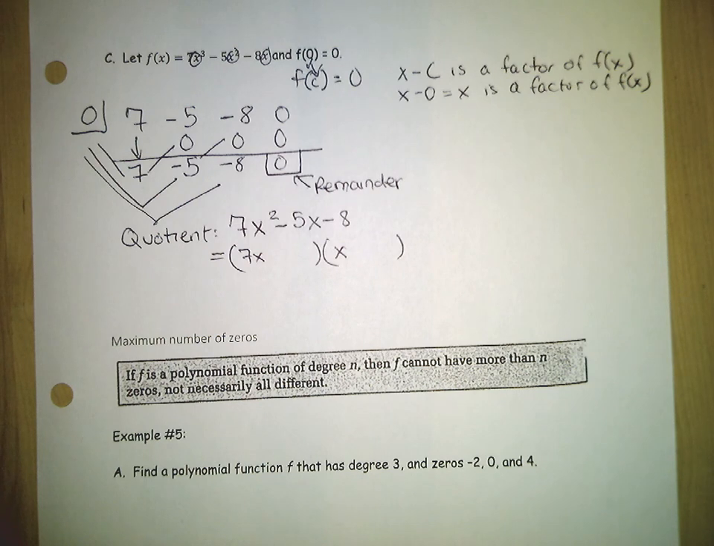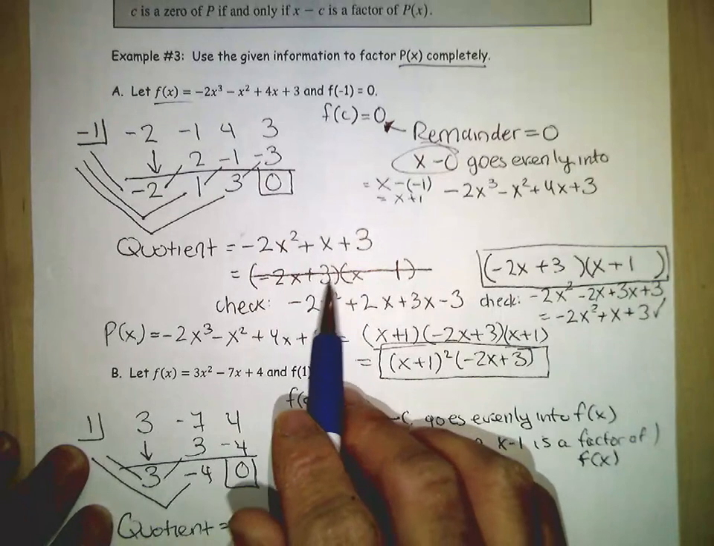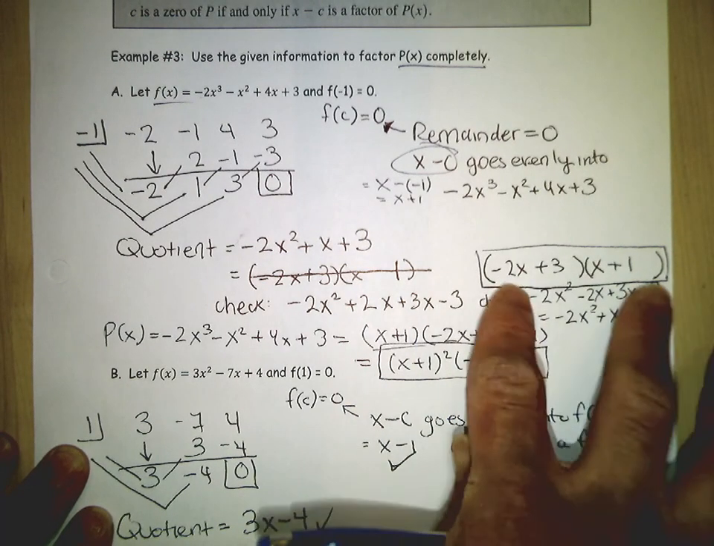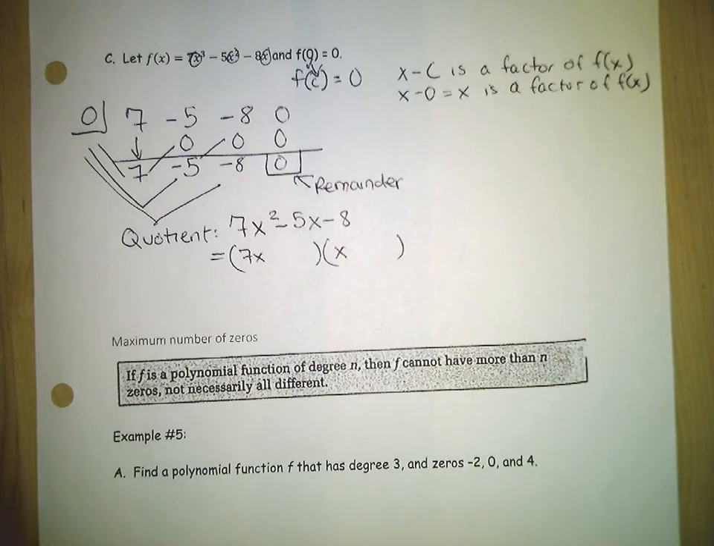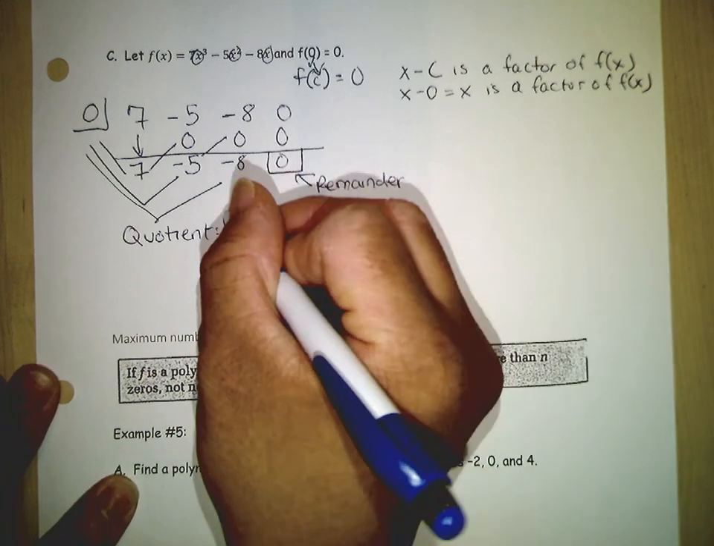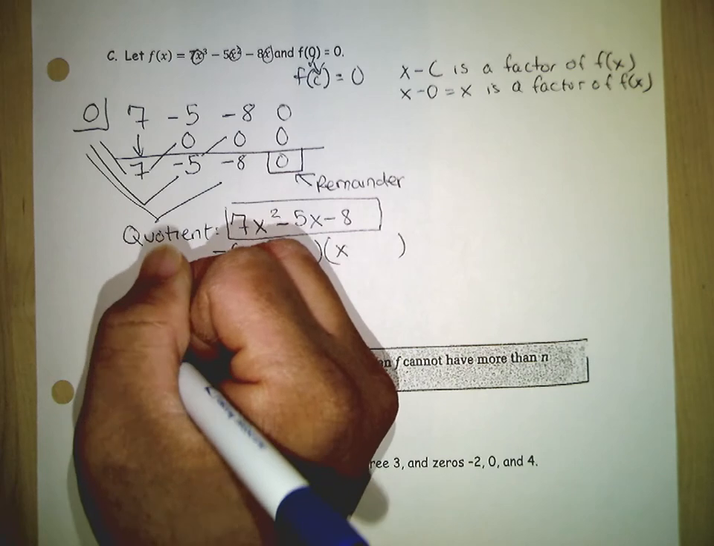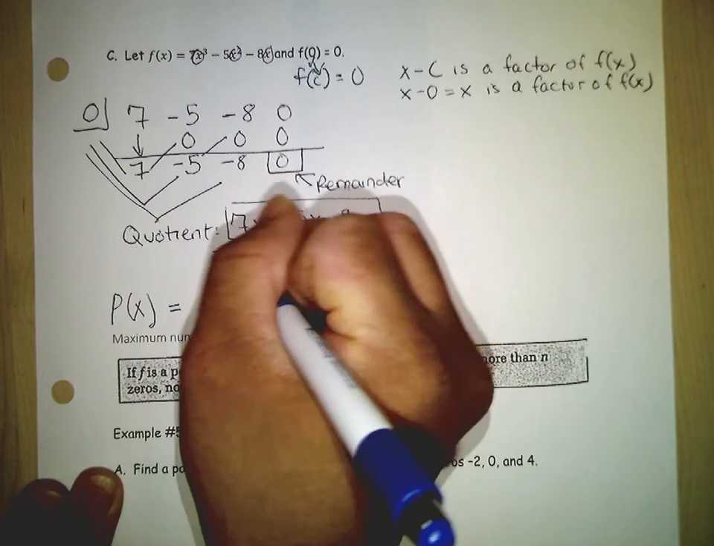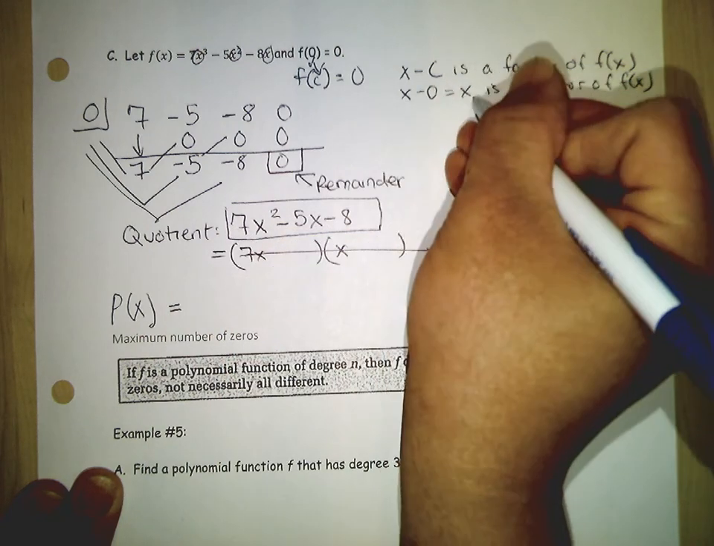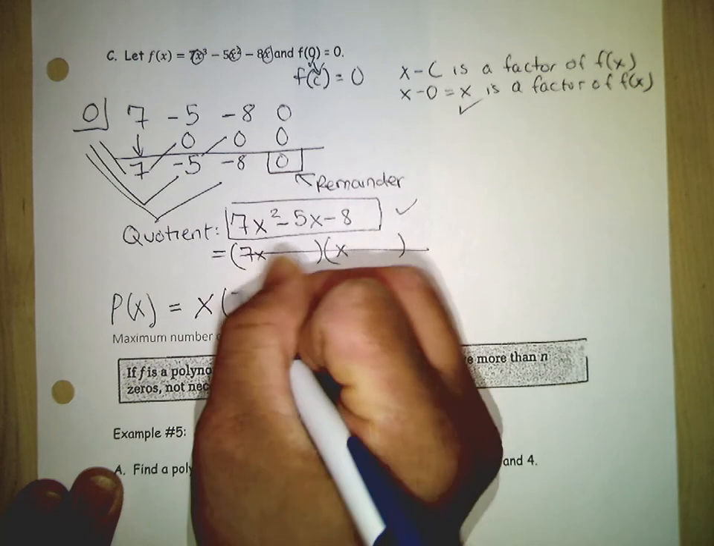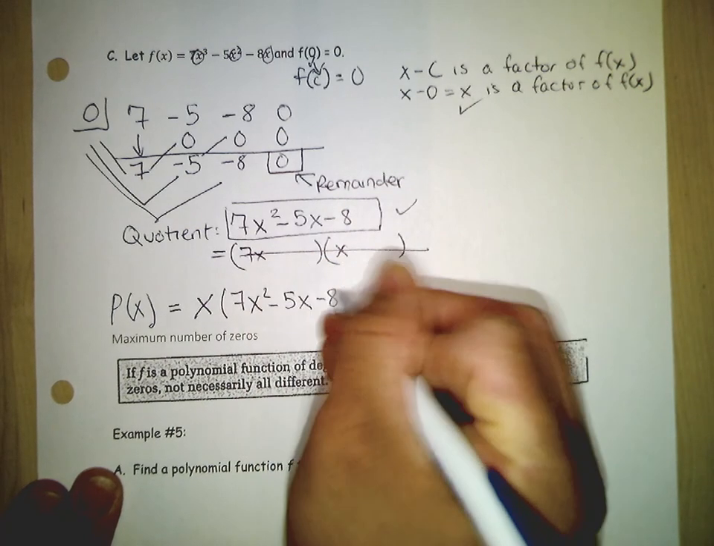And hopefully you can see that unlike the example 3a, where if you tried a different guess, you would get something that did factor, in this case there is no factorization that works here. So that would be it here. So that means that p of x will be equal to the first factor, which is just the x, and then the second factor is the 7x squared minus 5x minus 8.